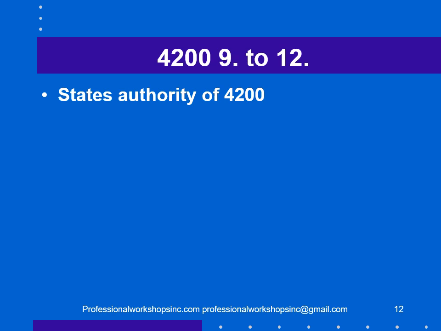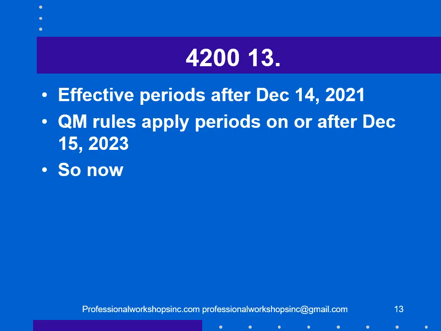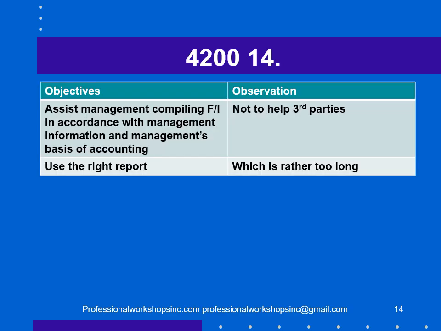Paragraphs 9 to 12 state the authority of 4200, fine. Paragraph 13 says when it is effective, and basically that says it's effective now. Paragraph 14 says the objectives of the standard are to assist management in compiling financial information in accordance with management's basis of accounting, not to help third parties in particular. And the objective is to use the right report, which is rather too long and, in my humble view, rather confusing, but never mind.